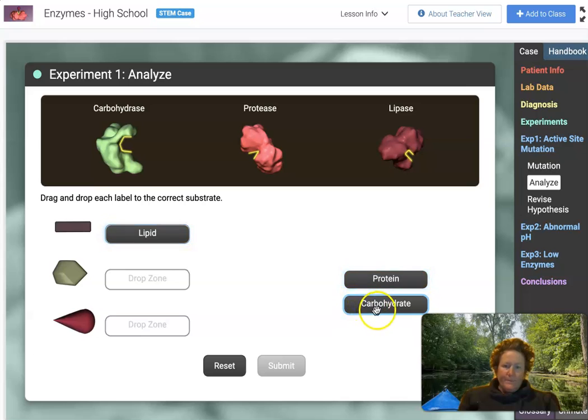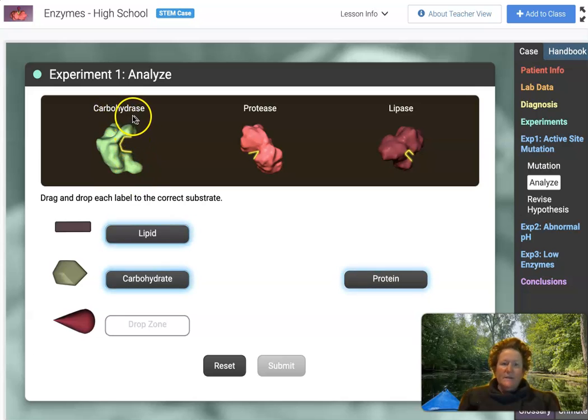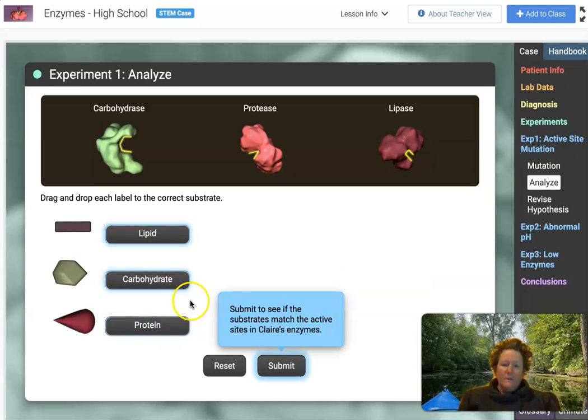So carbohydrate is the substrate of carbohydrates. This is the enzyme, this is the substrate. The substrate is the thing that fits into the enzyme. And that leaves us protein. It's got a little triangular tip here that fits into the protease, or the enzyme that breaks down protein.